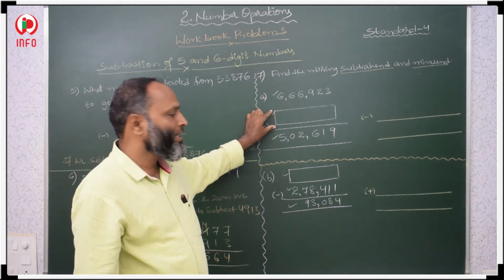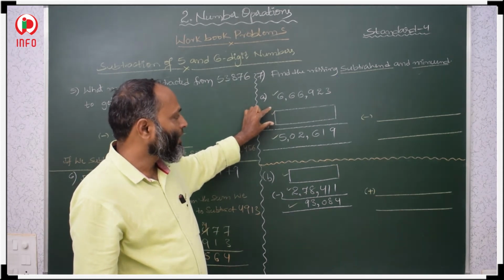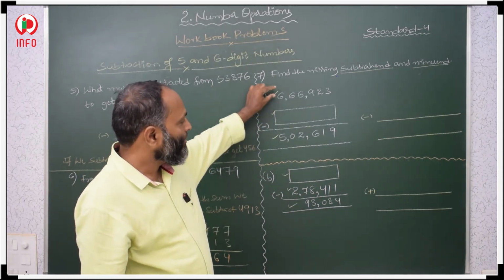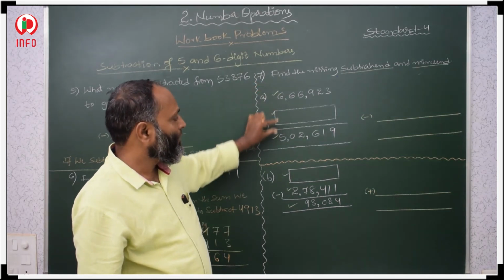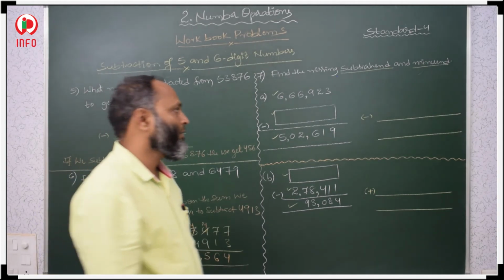When the subtrahend is not given, how do we get this subtrahend? You subtract the difference from the minuend, then you will get the subtrahend. This you have to remember.